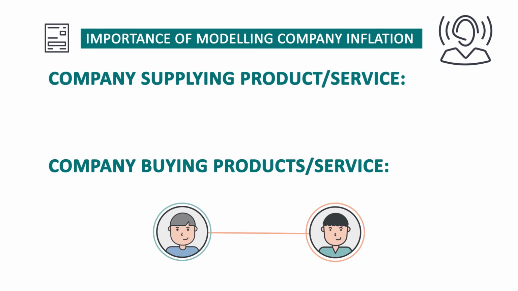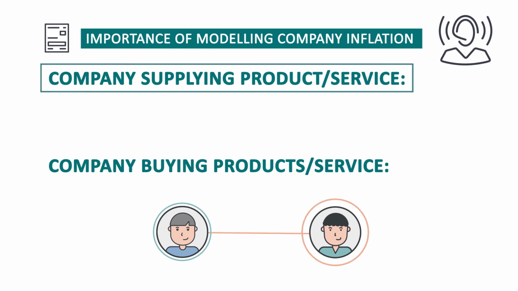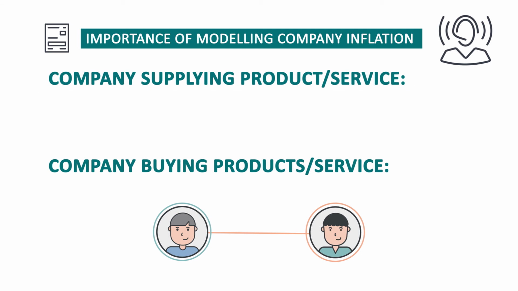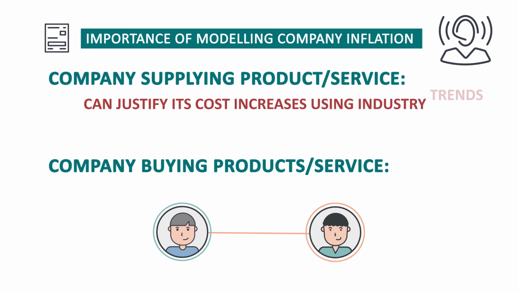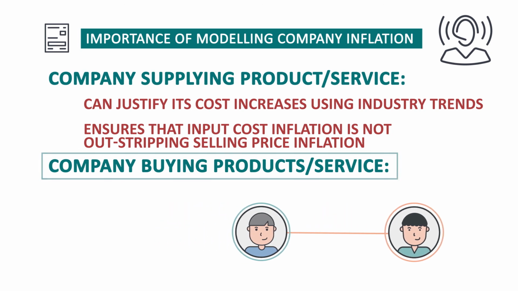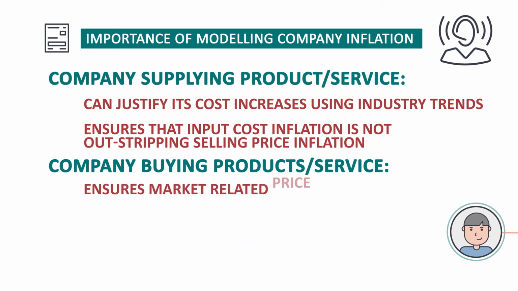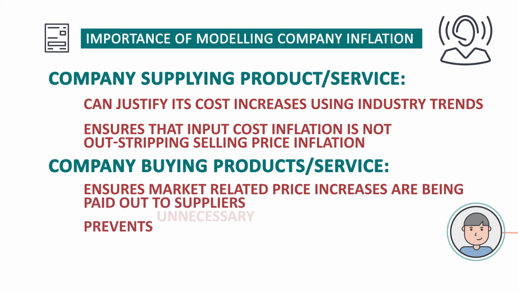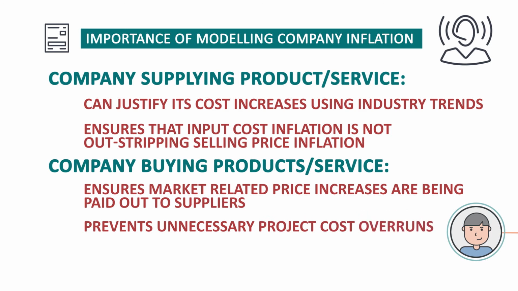This is important to both parties entered into a contract for the following reasons. For the company supplying products or services, it ensures that the company is able to justify its cost increases using industry trends as an efficiency benchmark. It can also be used as a monitoring tool and ensures that input cost inflation is not outstripping selling price inflation. For the company that is buying products or services, it ensures market-related price increases are being paid out to suppliers. It also prevents unnecessary project cost overruns and can be used as an efficiency benchmark in project execution.